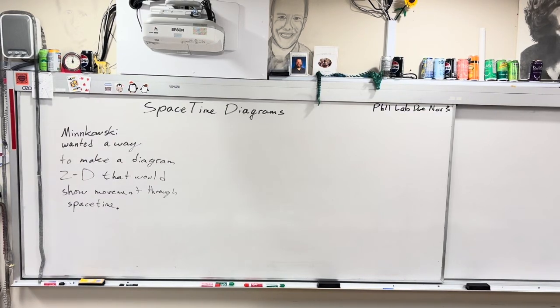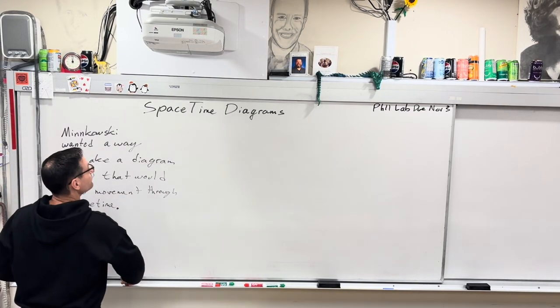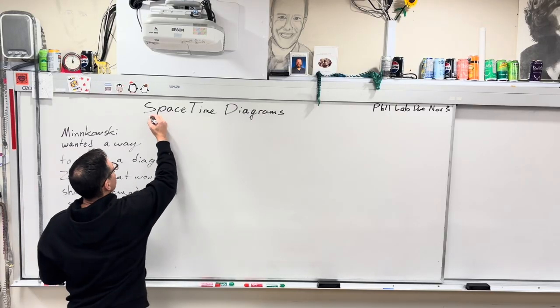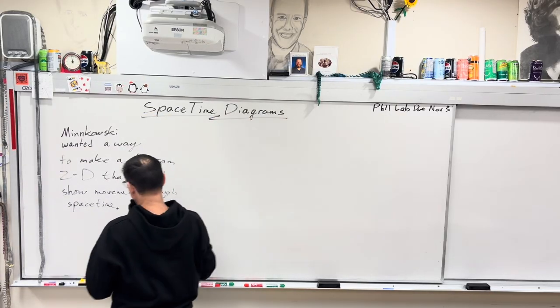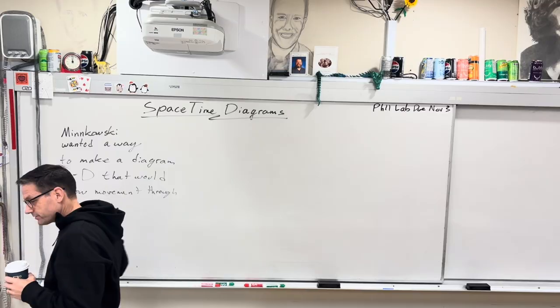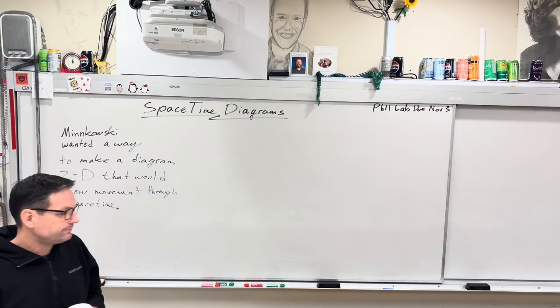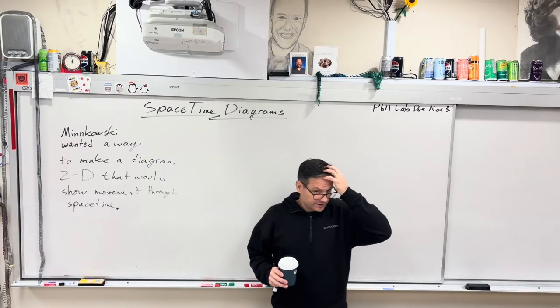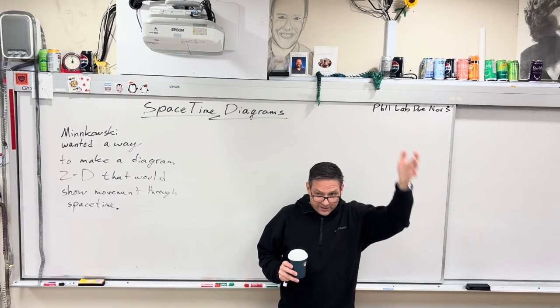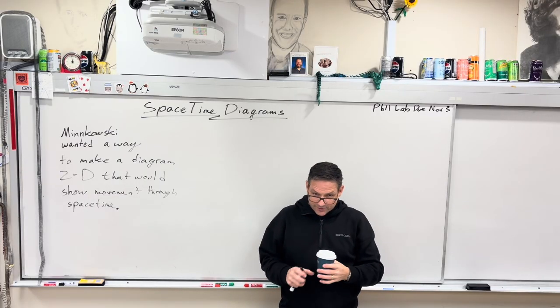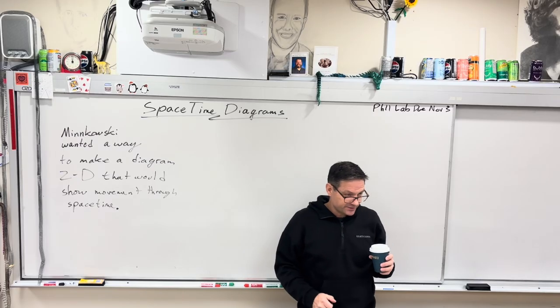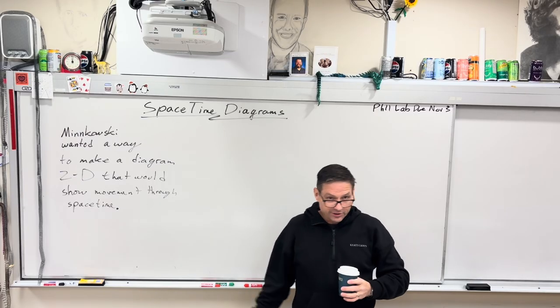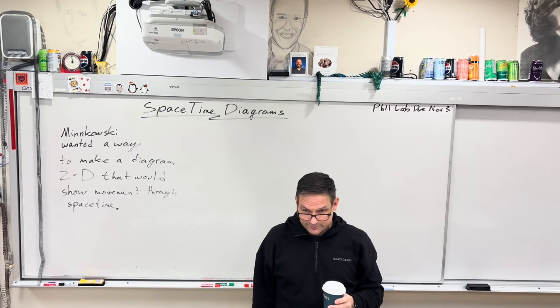So space-time diagrams, we're going to talk about this, to reiterate what we were just talking about. Space-time is a thing. We don't know what it is. As with some other things in physics, like light, we don't really know what it is.